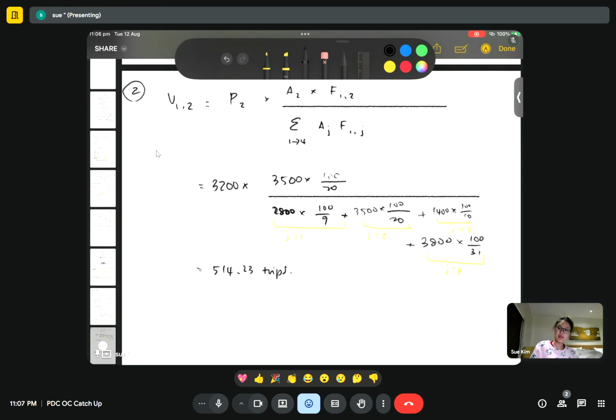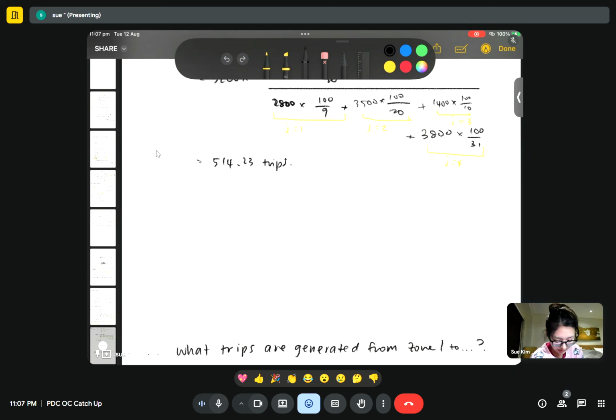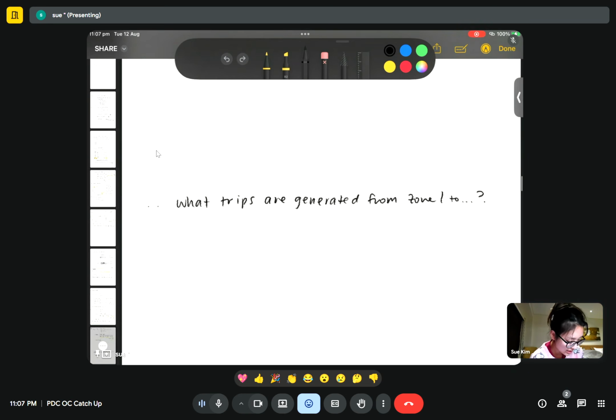So basically you repeat this for all 4, and all you have to do is change each of these to the numerator each time. And then for your final answer, you can just compile all of these. From zone 1 to zone 1, we found that there should be 914 trips generated. From zone 1 to zone 2, there was 514. And then you should find them for zone 3 and zone 4.